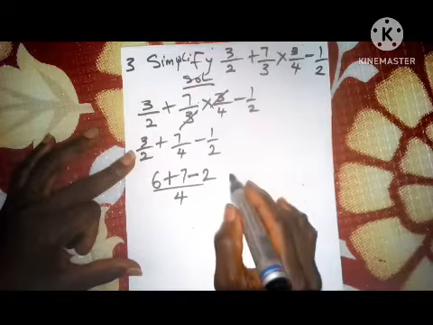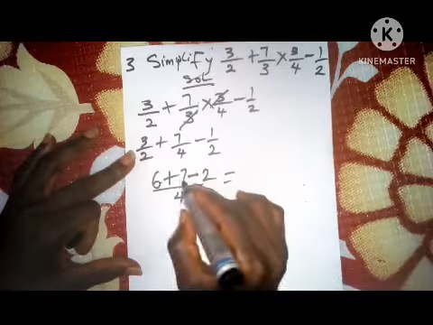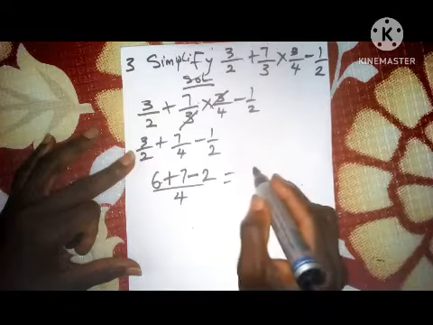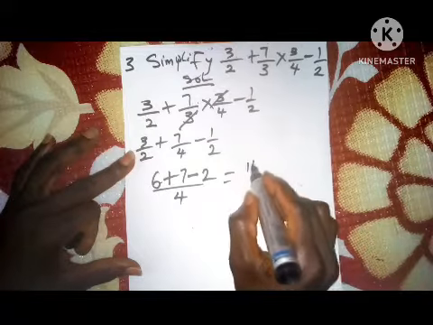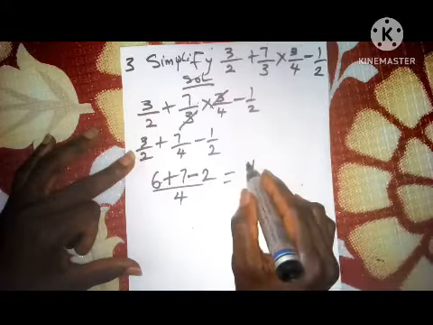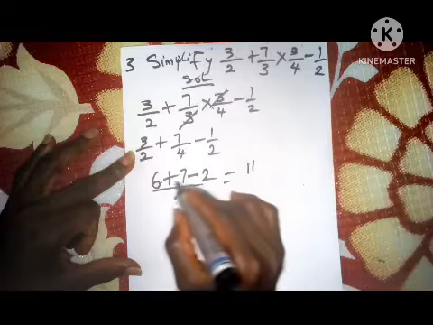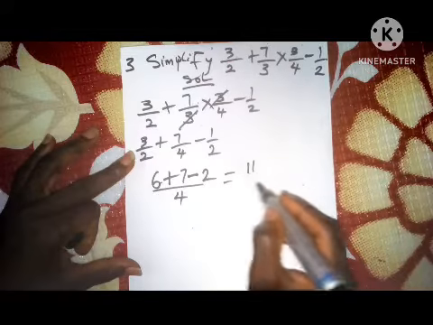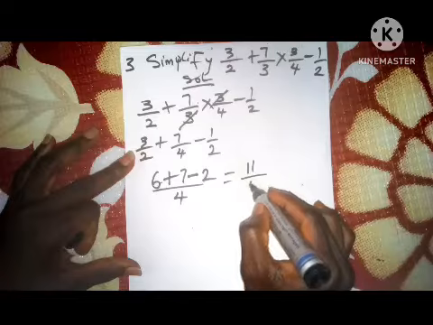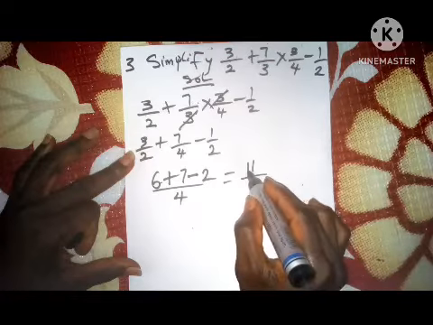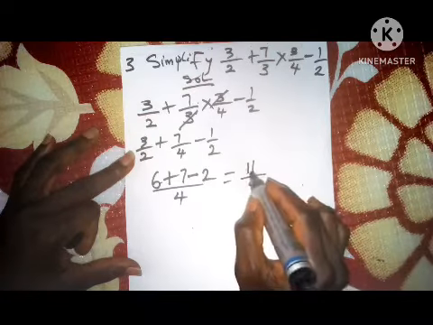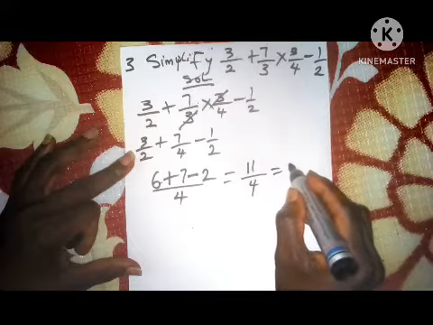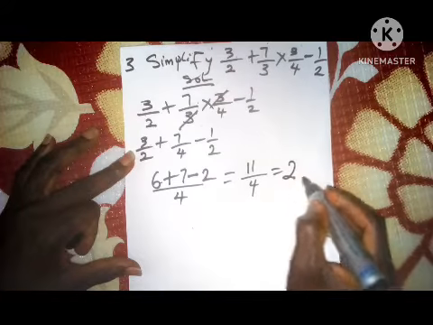Alright, so we have this as 13. This plus this, what will it give us? We have 13. You plus this minus this, 13 minus 2 will give us what? 11 over 4. How many times will you see 4 in 11? That's 2 times. You have 2 whole number.